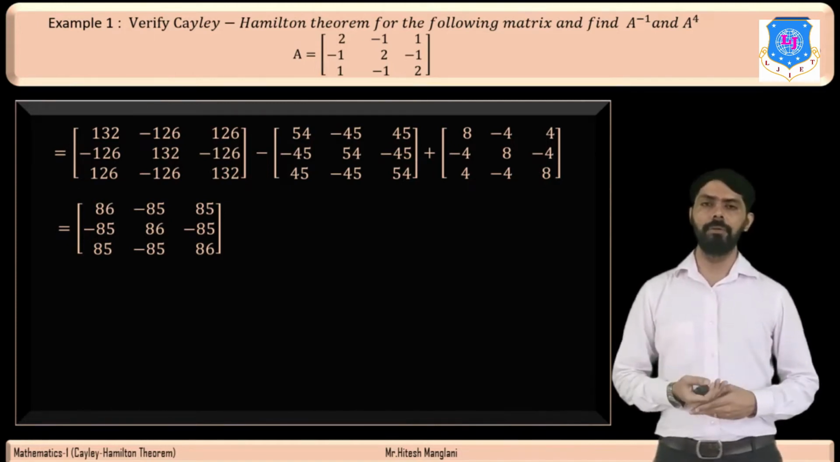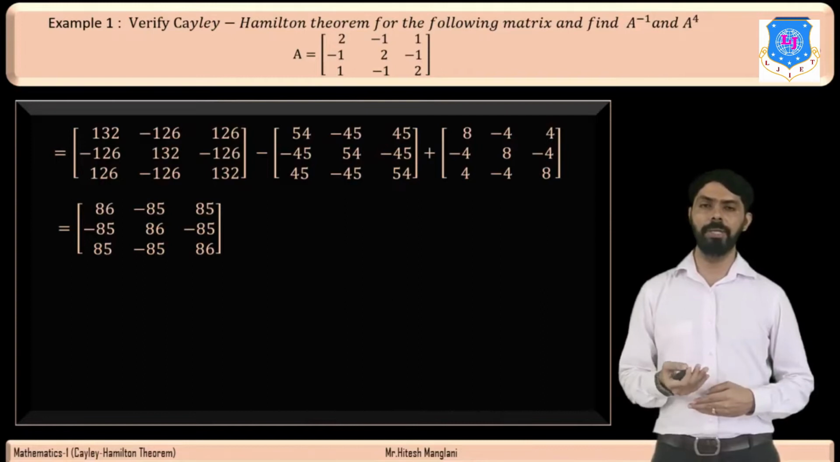So in today's lecture we have discussed about Cayley-Hamilton theorem and one example related to Cayley-Hamilton theorem.